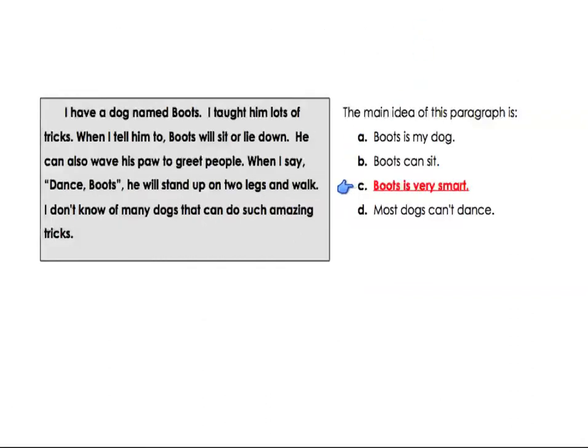All right, if you put C, Boots is very smart, you are right. That was the main idea. And in this question, it was not the first sentence, was it? But if you look at this paragraph, all of the supporting details have to do with Boots being very smart. He can wave his paw to greet people. He can stand up on 2 legs. He can do many amazing tricks. So the only one of these that would work for the main idea is that Boots is very smart. If you got that right, great job.